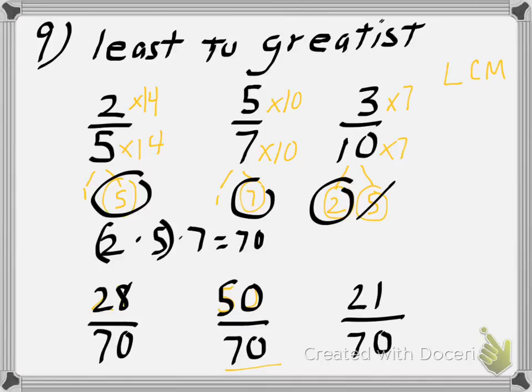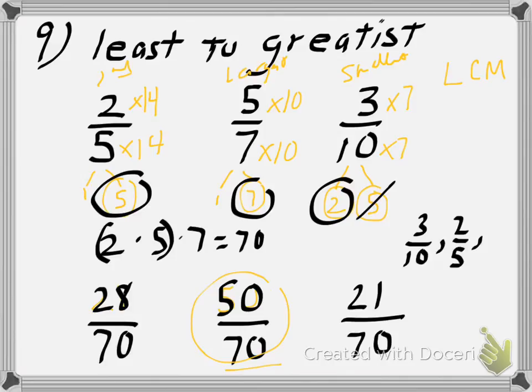So we can see our smallest one is 21 70ths. So this one is going to be the smallest one right here. So this is smallest. Then we go to 28, that's second. And 50 70ths is the largest. So the correct order for these would be the smallest, 3/10, then 2/5, and finally 5/7. So that's our correct order.